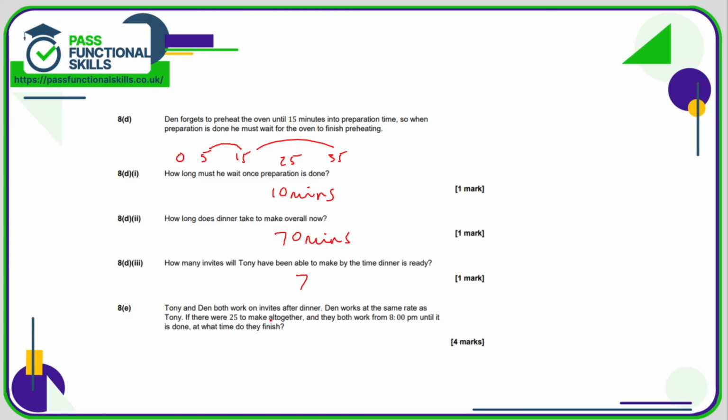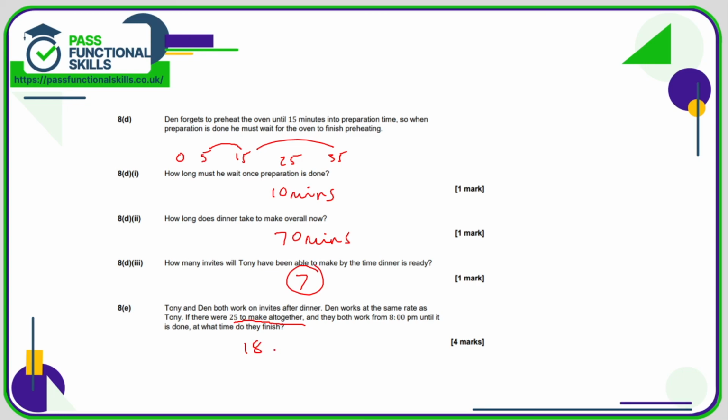Tony and Den both work on invites after dinner. Den works at the same rate as Tony. If there were 25 to make altogether, and they both work from 8 until it's done, what time do they finish? Well, we need to remember that 7 have been made already. So 25, there are 25 to make altogether. This word altogether tells us that the 7 needs to be taken off this number. So that means they've got 18 to do.